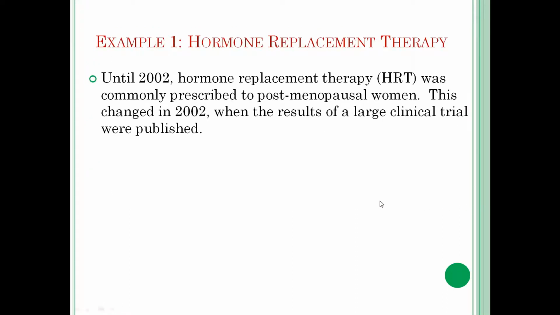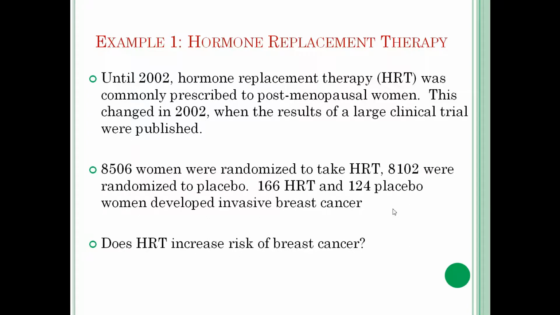So let's see an example. Until 2002, hormone replacement therapy, HRT, was commonly prescribed to postmenopausal women. This changed in 2002 when the results of a large clinical trial were published. So in this study, 8,506 women were randomized to take the HRT, and 8,102 were randomized to take placebo. 166 women using the hormone replacement therapy, and 124 taking the placebo, developed invasive breast cancer.